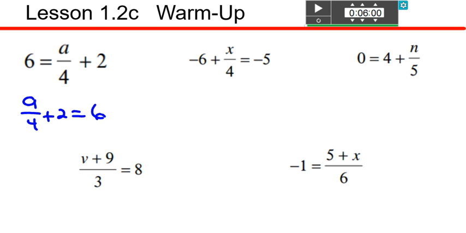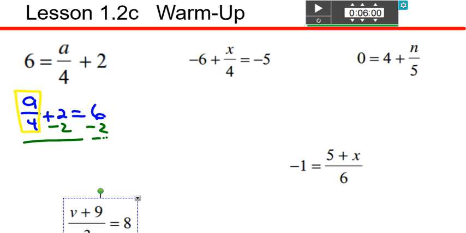Now the very first thing I want to do is all my adding and subtracting first, because I'm trying to get the term with the a in it all by itself. So the first thing I have to do here is subtract 2 from both sides. Then I'm going to have left, my 2's are going to cancel because 2 minus 2 is 0. So a divided by 4 is equal to 6 minus 2, which is 4.